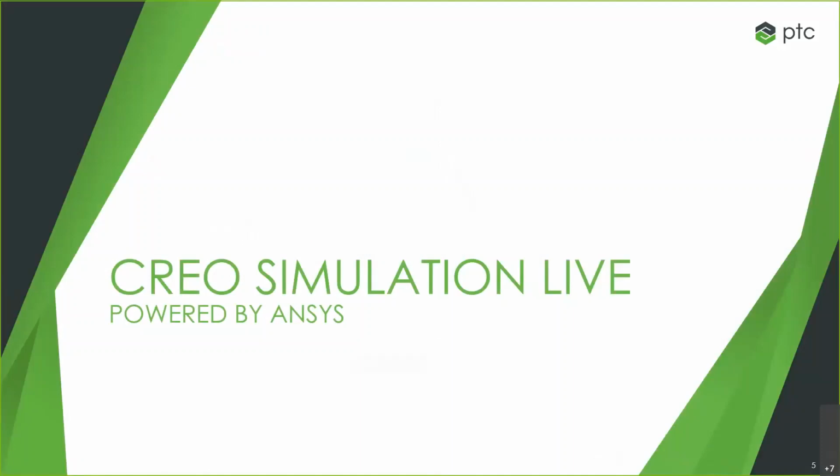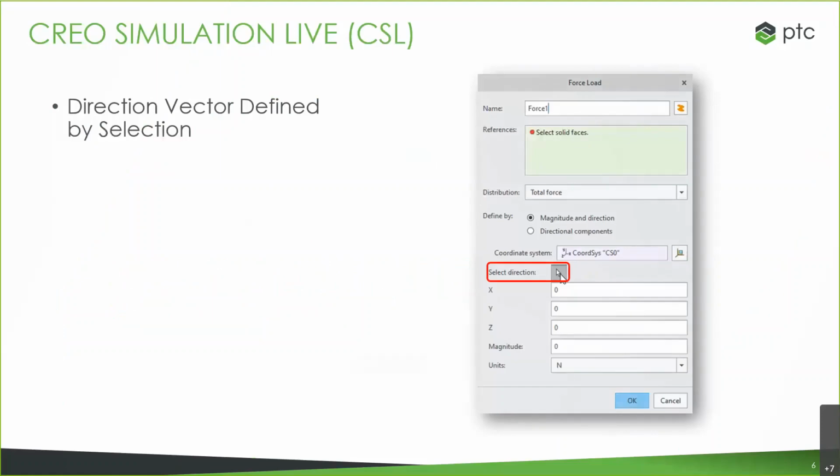Around the improvements, first thing here is we've added the ability to control the direction vector from a selection. So we don't have to have that set by default. You can simply select on features and really work off of that and have that be the direction, and it builds out the XYZ for you.